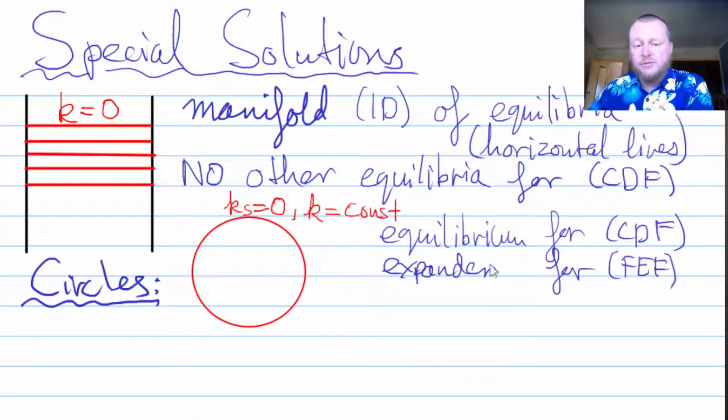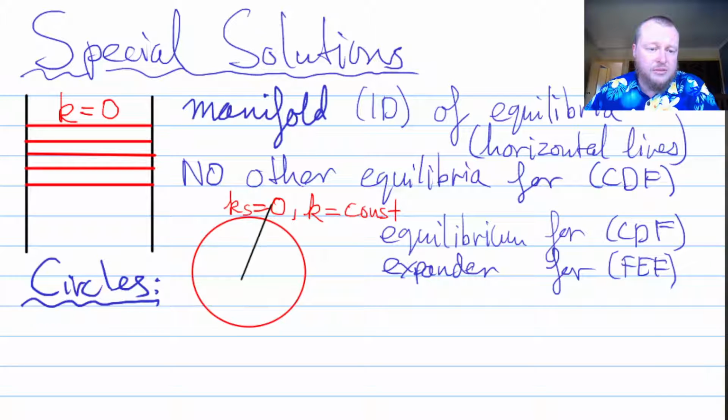It's an expander for the free elastic flow. Now, even though this has Ks equals 0, so it would satisfy the boundary conditions, how can you satisfy the angle condition? Well, basically, it's difficult.